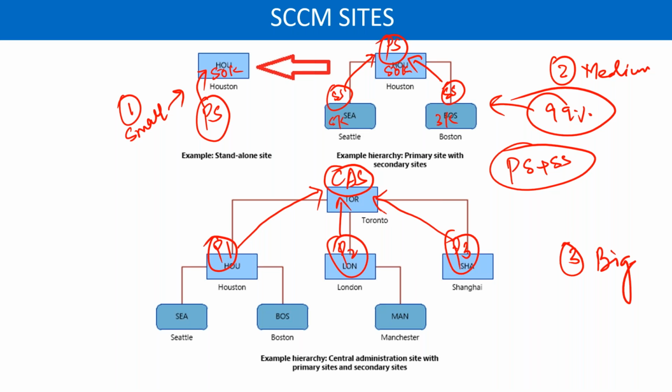So that's the reason the central administration site and secondary site are two optional sites. Based on the requirement, you install them; otherwise, they are not needed. But primary is the mandatory one. Without a primary site, you can't manage devices. So in this architecture, you have CAS plus primary site plus secondary site.